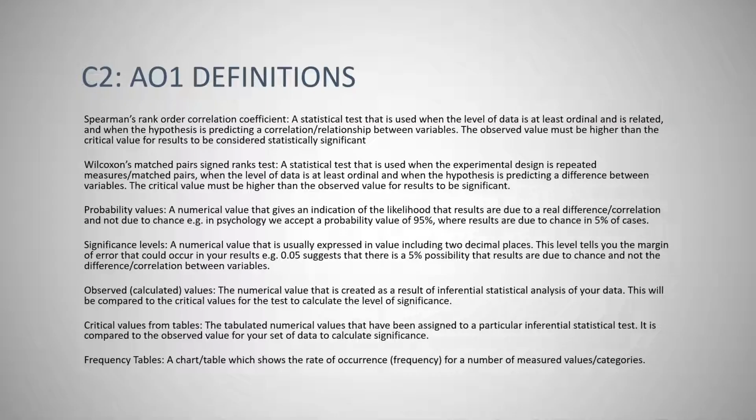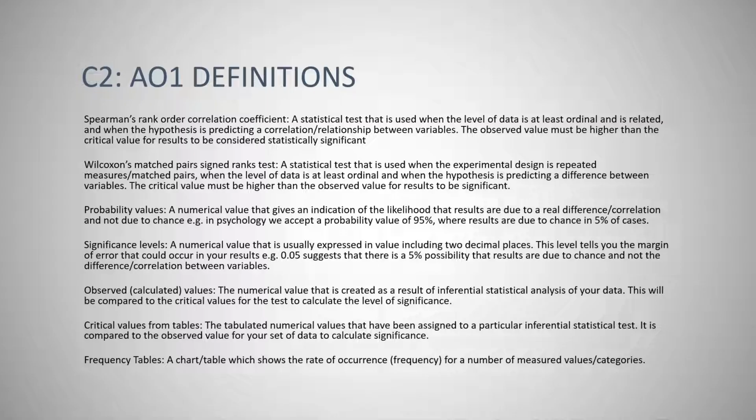Probability values are a numerical value that gives an indication of the likelihood that results are due to a real difference or correlation and not due to chance. So, for example, in psychology, we accept a probability rate of 95%, where results are due to chance in 5% of cases. There's a 5% chance, 5% probability that results are due to chance.